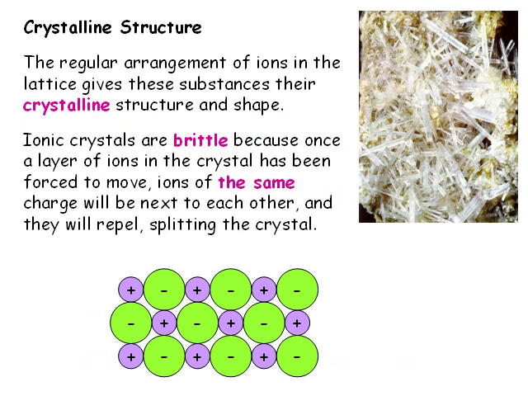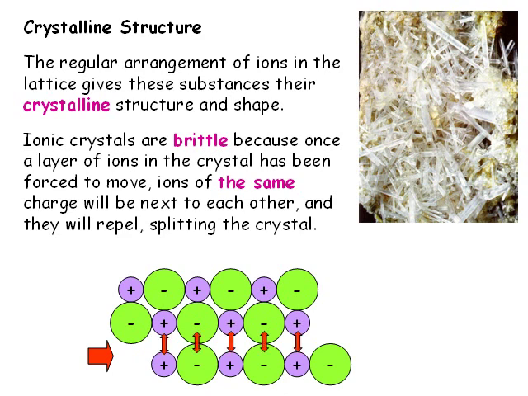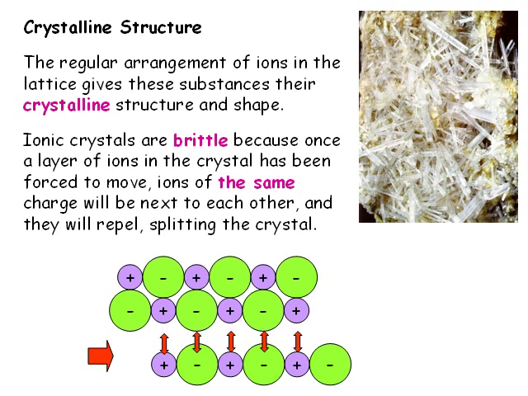The regular repeating pattern of the ions means that giant ionic lattices are crystalline when they're solid. The shapes of the crystals reflect the arrangement of the ions at the atomic level. The crystals are brittle. It's easy to see why. If a stress is applied to the crystal so that one layer of ions is forced to move, then ions of the same charge end up next to one another, and like charges will repel, so the two parts of the crystal will be literally pushed apart from inside.